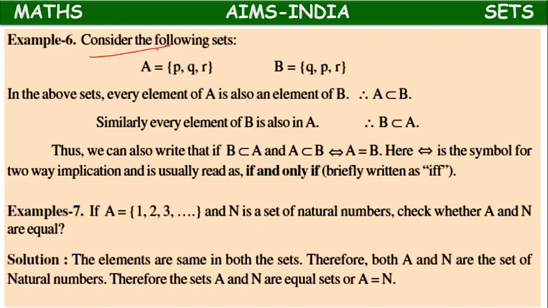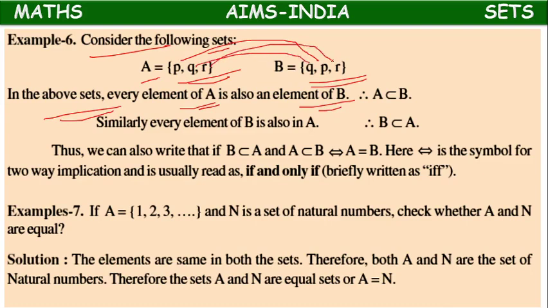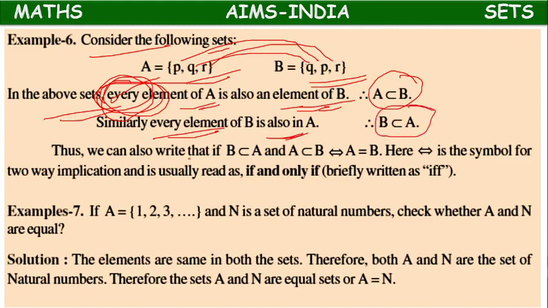Here, consider the following sets. A equals PQR, B equals QPR. In the above sets, every element of A is also an element of B. P is there, Q is there, R also is there. So every element, means all elements of A, is also an element of B. So A is a subset of B. Every element of B is also present in A. So B is a subset of A. Means if A is a subset of B and B is a subset of A, it implies that A equals B.